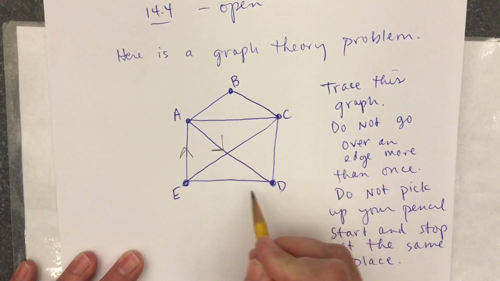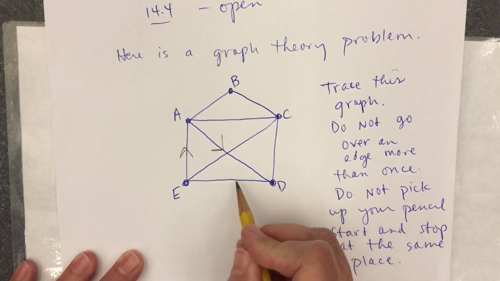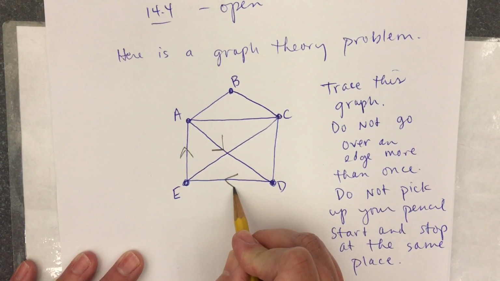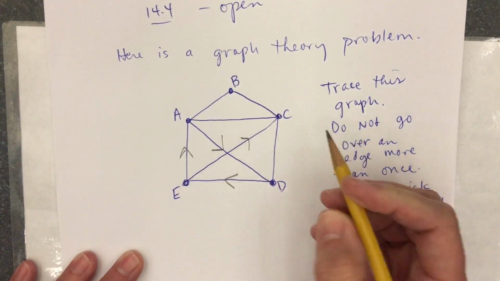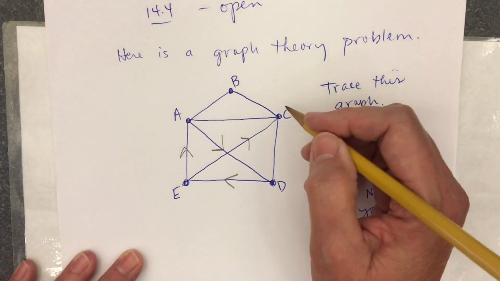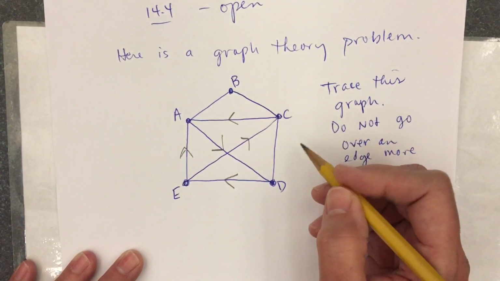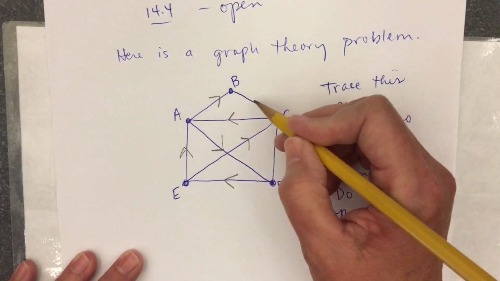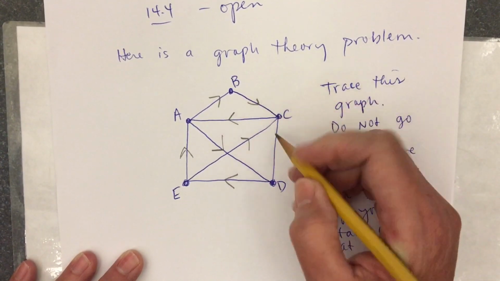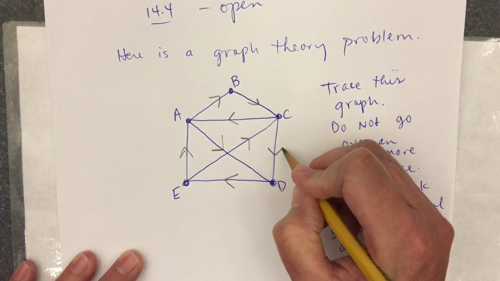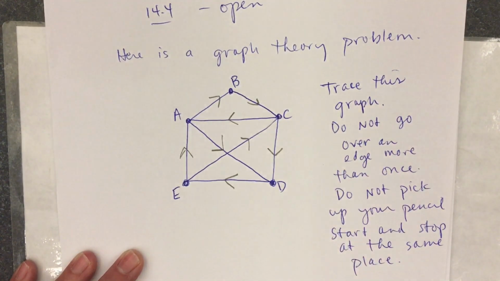Okay. And then from D, go to E. Yes. And then from E, I'll go to C. Okay. And then go to A. Okay. And then from A, go to B. Okay. From B, go to C. Yep. And then from C, go to D. Okay. I messed up.